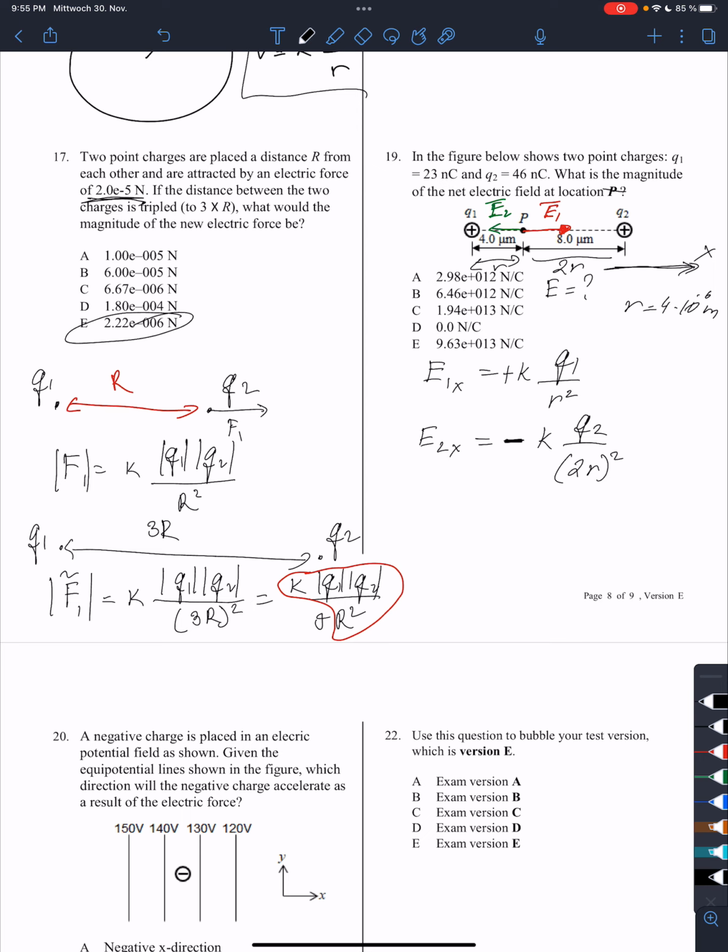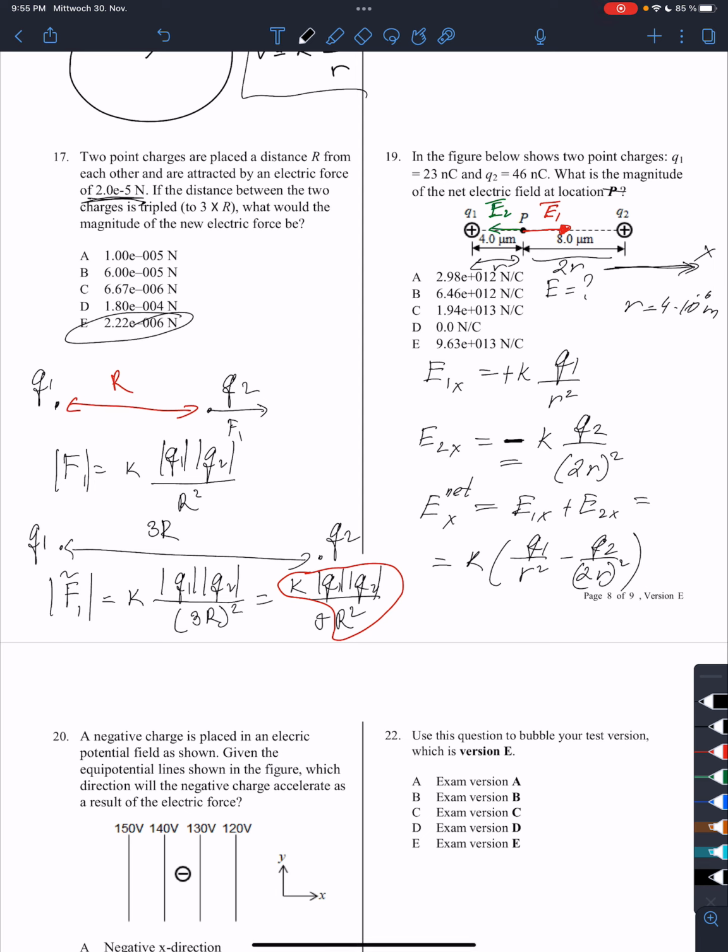Okay, very good. So now I can find E net, and again, its x component, right? So it will be E1x plus E2x. I just substitute. I will get k times q1 over r squared minus, I'm not forgetting about this minus, right? Minus q2 divided by (2r) squared.